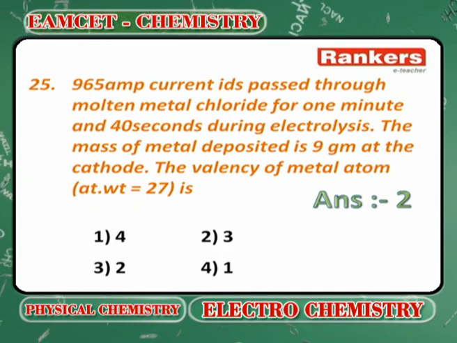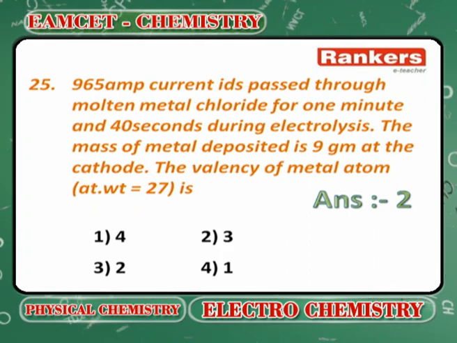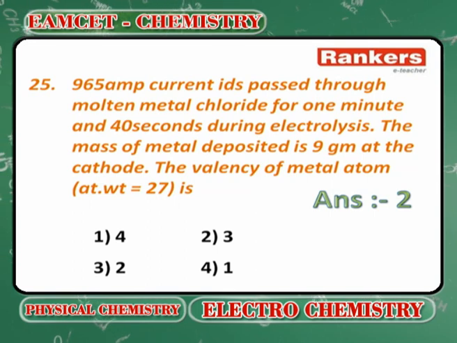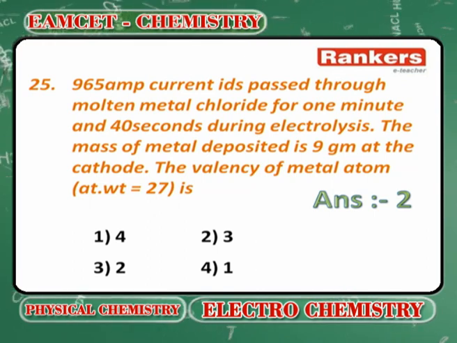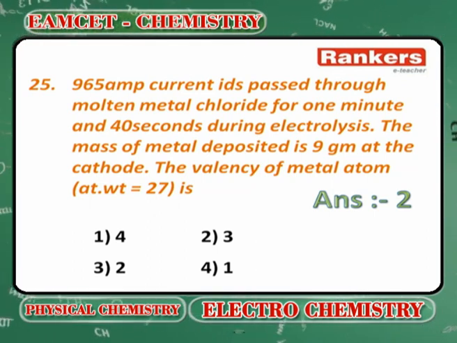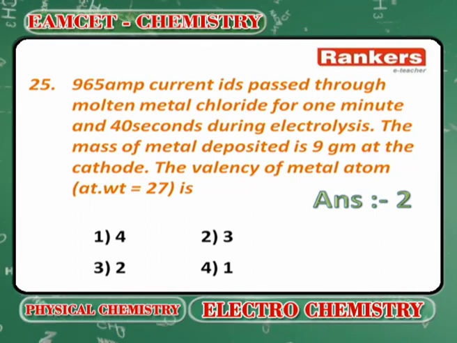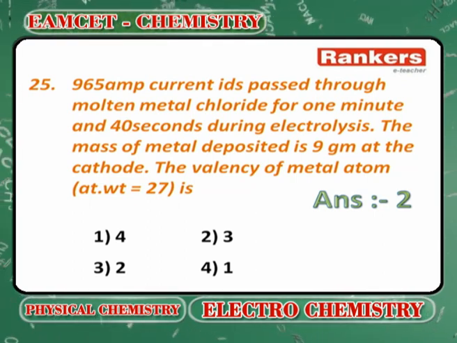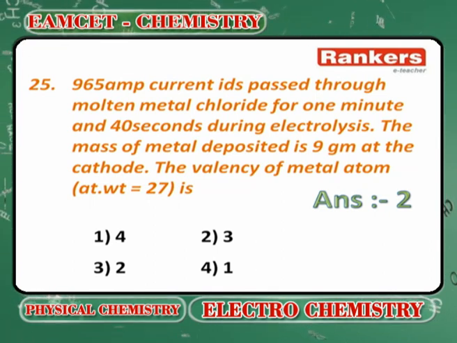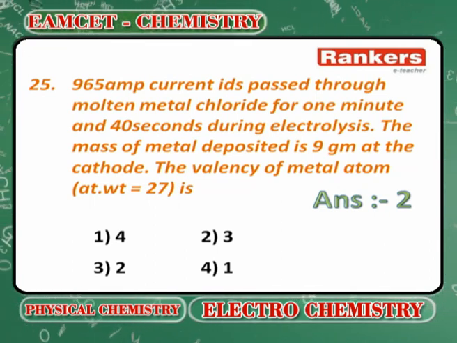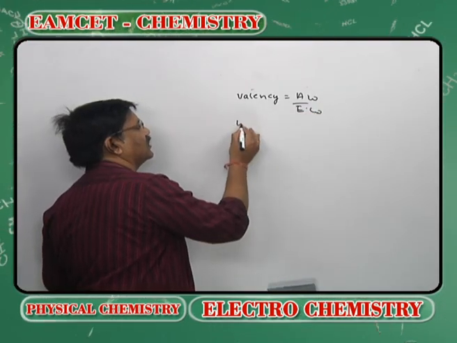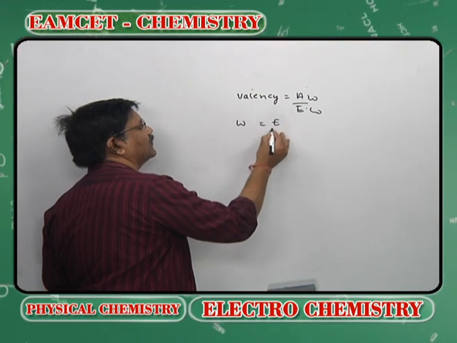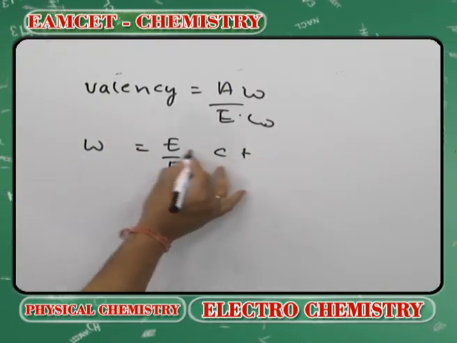Next question. 965 amperes of current is passed for 1 minute and 40 seconds. The mass of the metal deposited is 9 grams at the cathode. What is the valency of the metal atom? Atomic weight is 27. By definition, valency is equal to atomic weight by equivalent weight. So from our expression W is equal to E by F times C times T, we can find the E value.